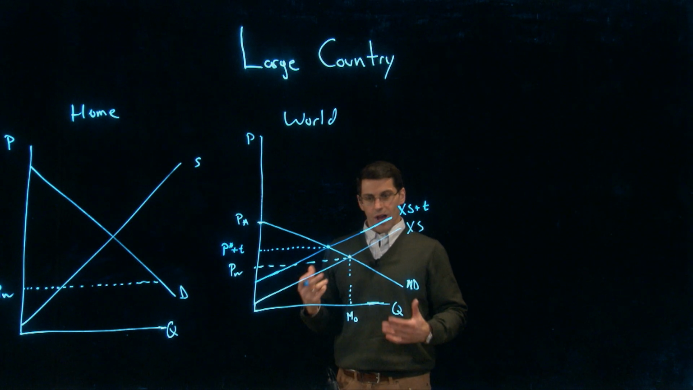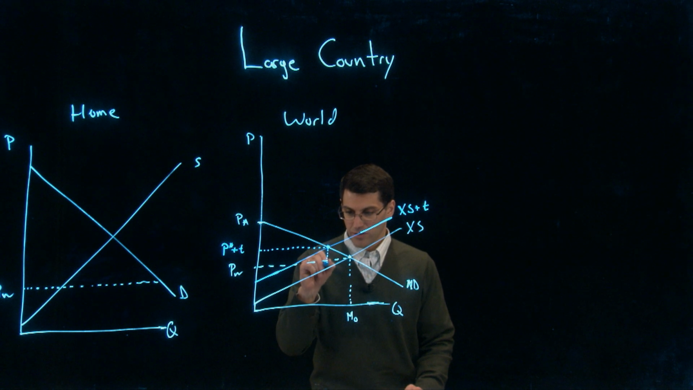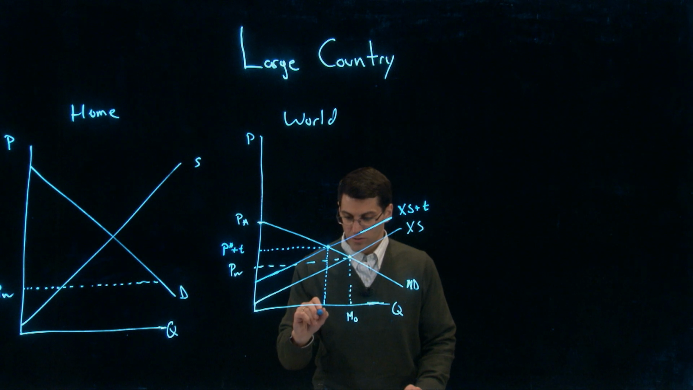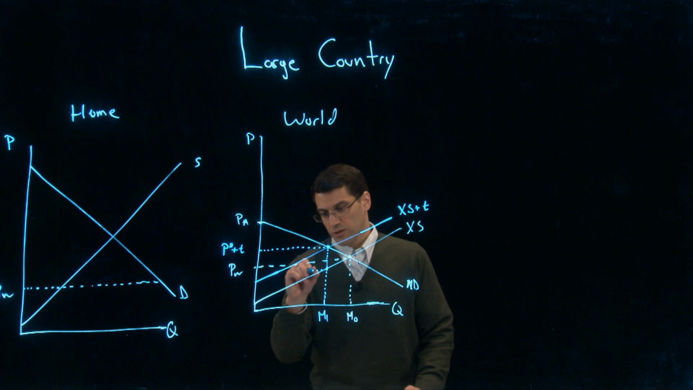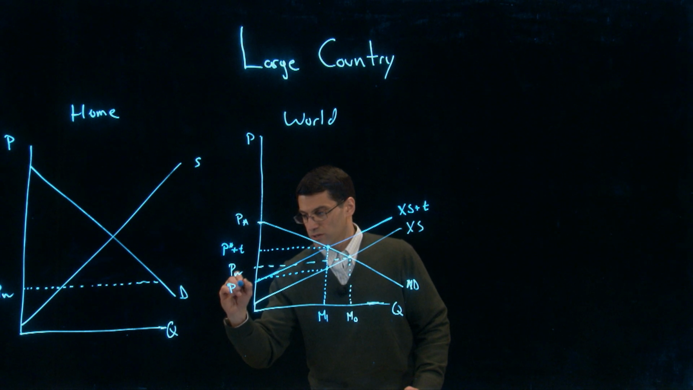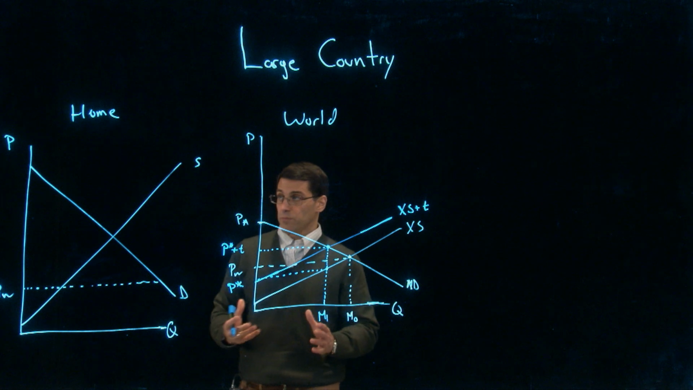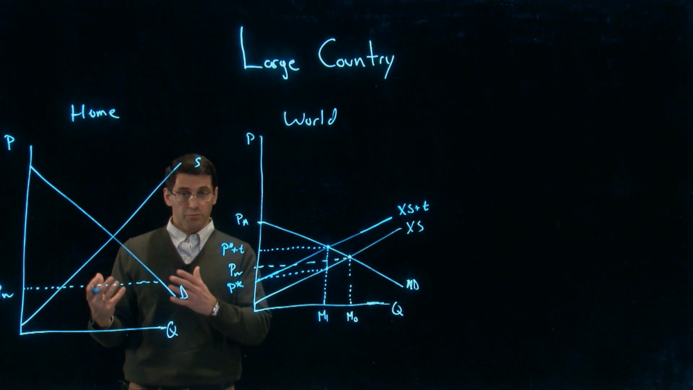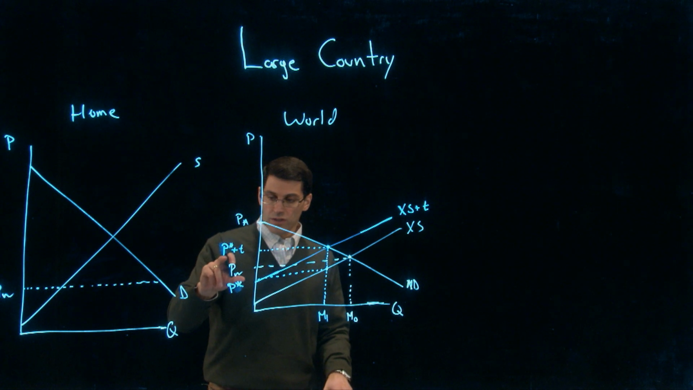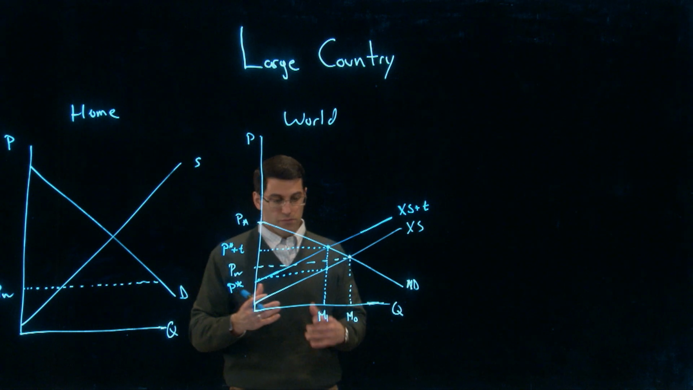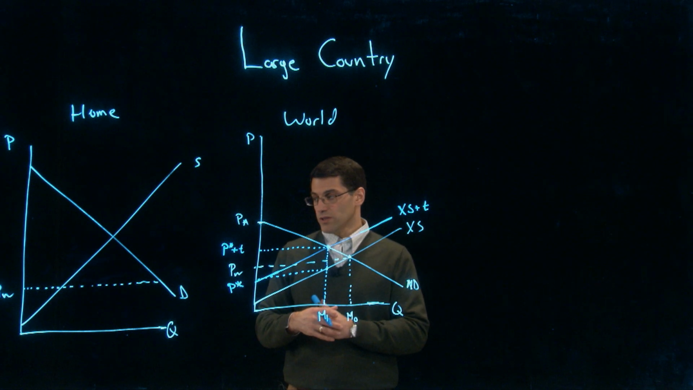So what happened to the world price? Well, in order to find the world price, you just have to go back down to the original supply curve, the supply curve without the tariff. And so what we see here is that the world price has actually declined down to P star. So from the home country's perspective, for the consumers and the producers in the home country, they're still seeing an increase in the price because they're facing the new world price plus the tariff. But for the rest of the world, what they're seeing is a decline in the world price.